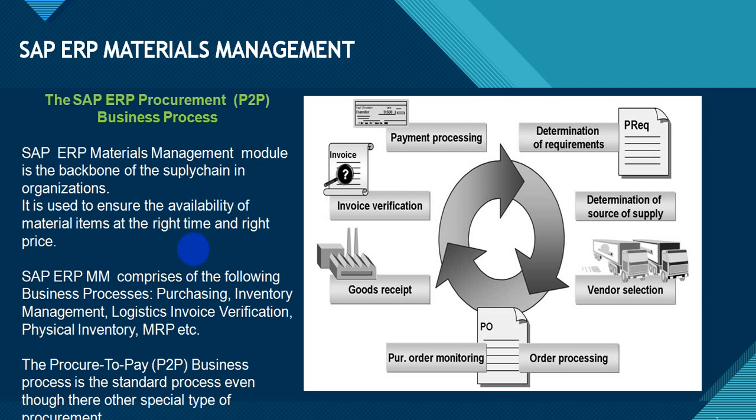And if you are using request for quotation, then you probably would need to do vendor selection. Now, once you have a source of supply, the next thing is to raise a purchase order. We'll talk more on the purchase order later on in this course. When you raise the purchase order, you send it to the vendor or the supplier. You also need to monitor it.